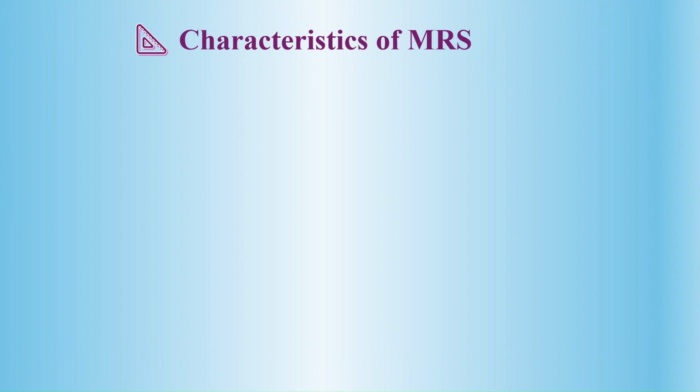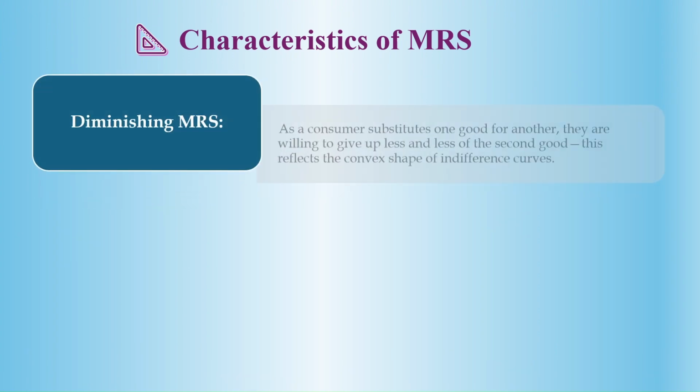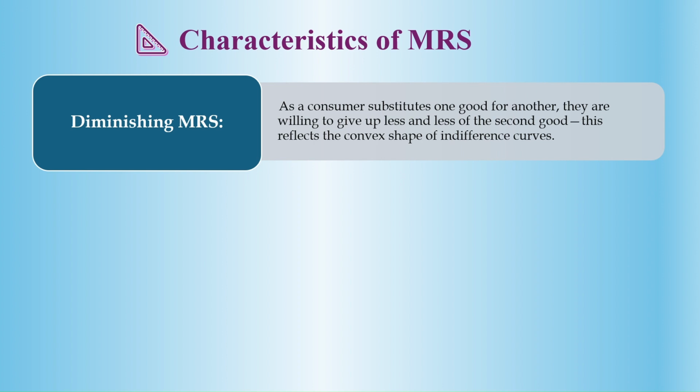We have the characteristics of MRS. The first one is diminishing MRS. It means as a consumer substitutes one good for another, they are willing to give up less and less of the second good. This reflects the convex shape of the indifference curve. Actually, what does that mean? When we see the table and the graph, we'll know.